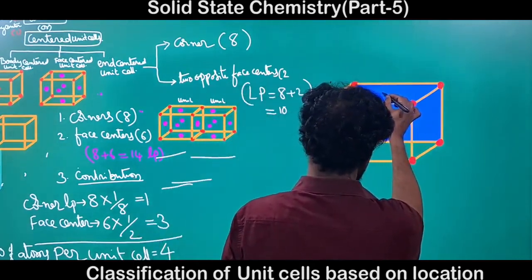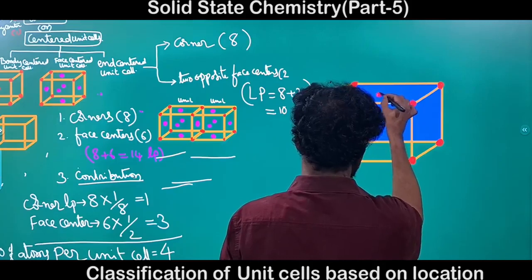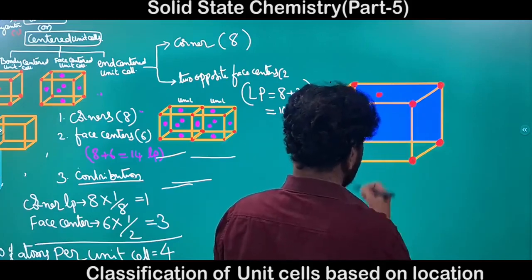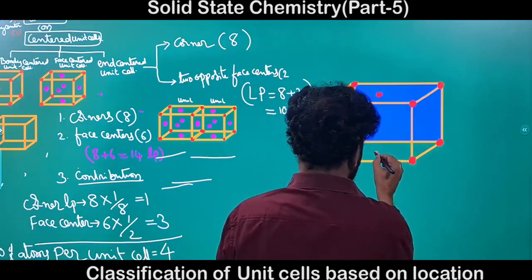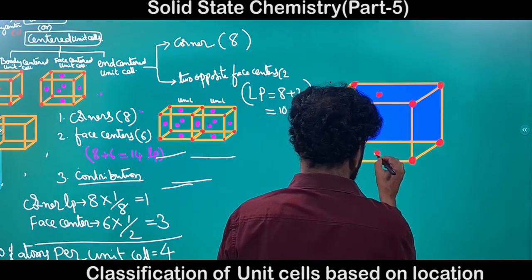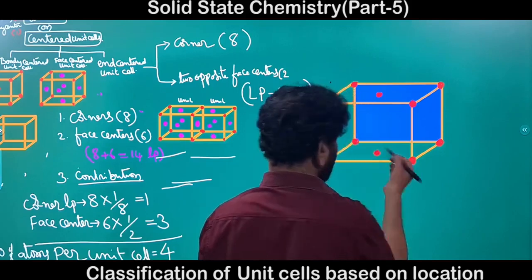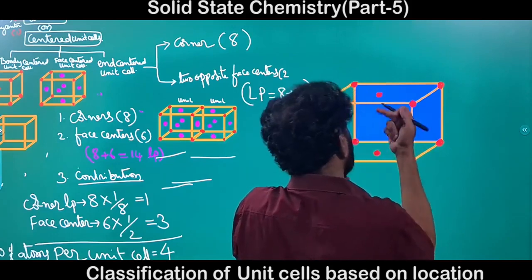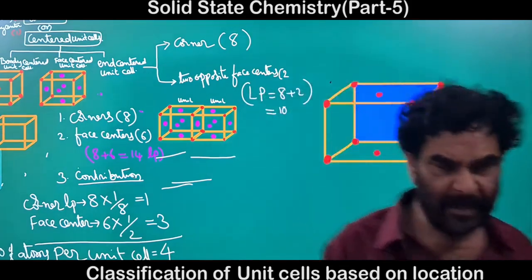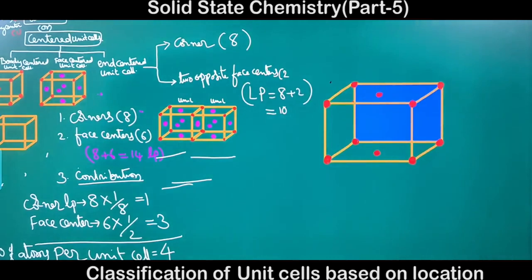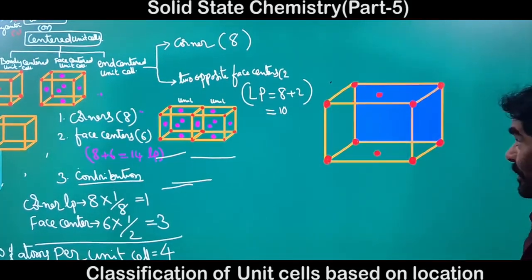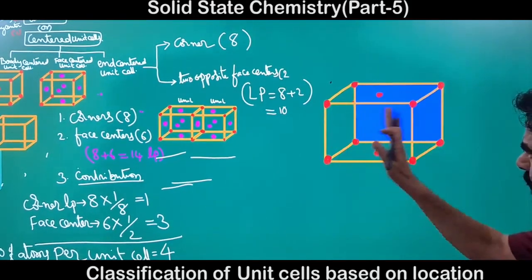So, this is the face center. 2 face centers. What is the relation between the face centers? Opposite face centers. Or we can take it three ways: right and left, or front and back. It need not be the up and down faces. So this is slightly modified face center.